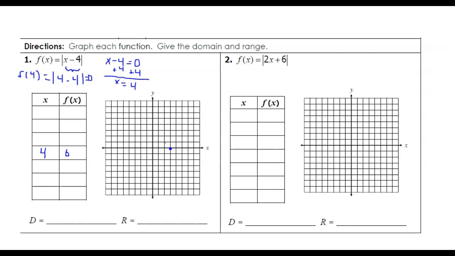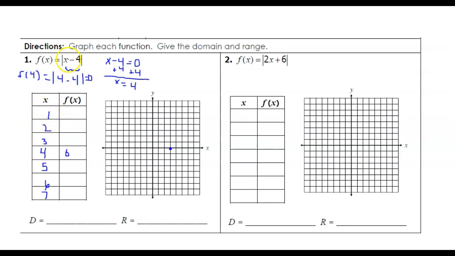My next step now is to test values on each side of 4. So I'm going to test 3, and then I'll do 2 and 1. And then on the other side of 4, I'll do 5, 6, and 7. So now I have both sides of that vertex. So let me evaluate each of these values.